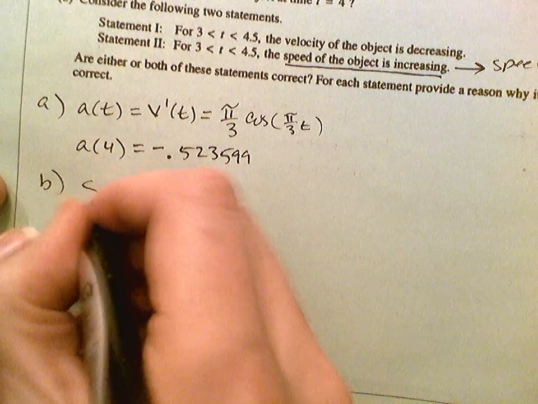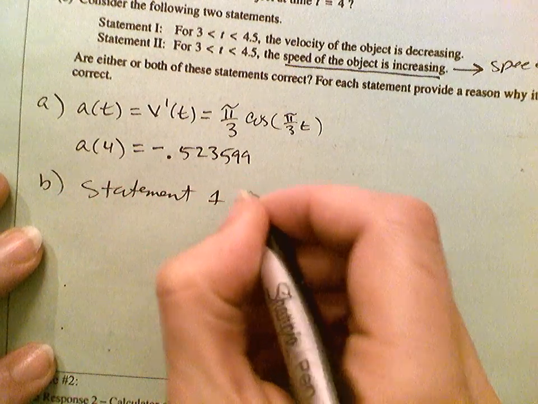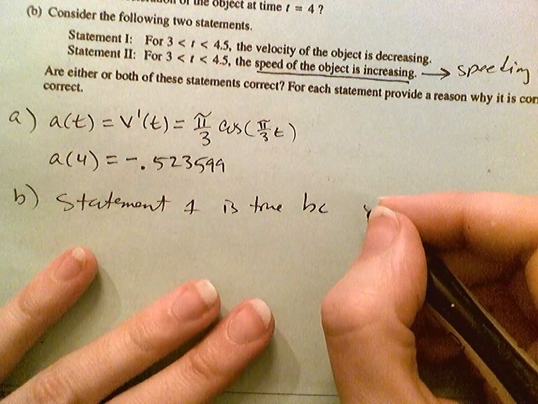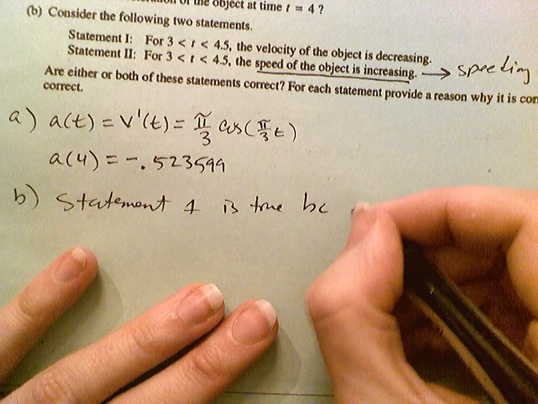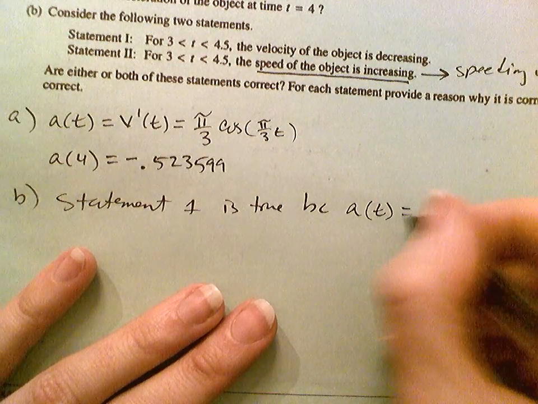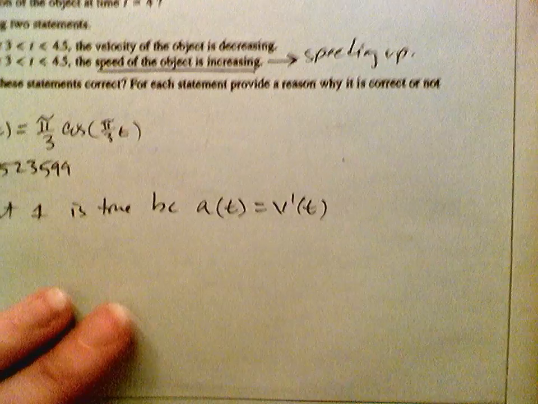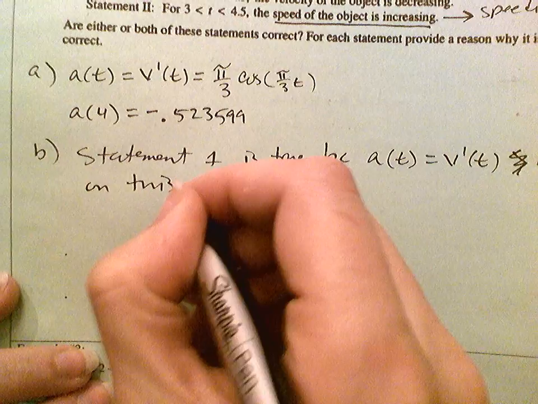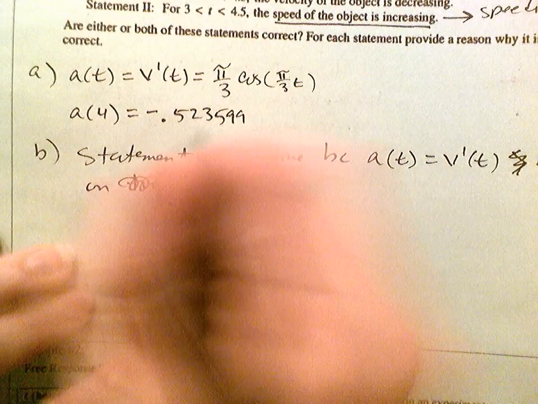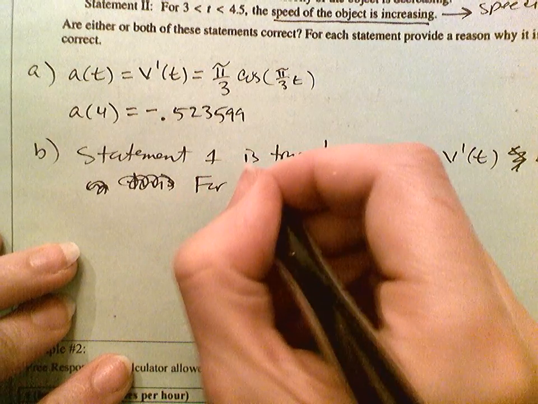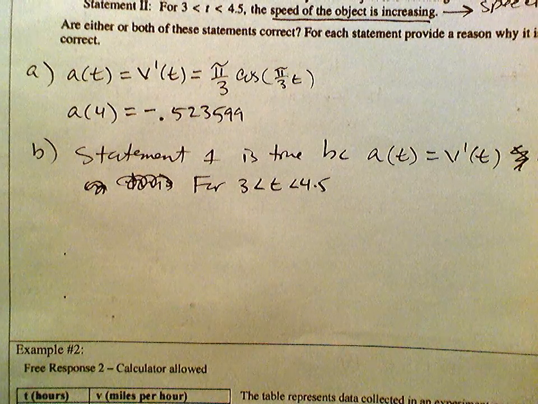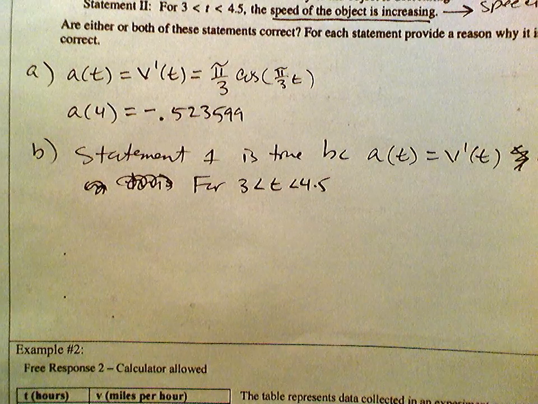statement 1 is true because, I'll say because the acceleration, which I'll be real clear, is the derivative of velocity, is less than 0 on, I'll say just like they did, for 3 less than t less than 4.5. Yeah, and I think that that's good enough.